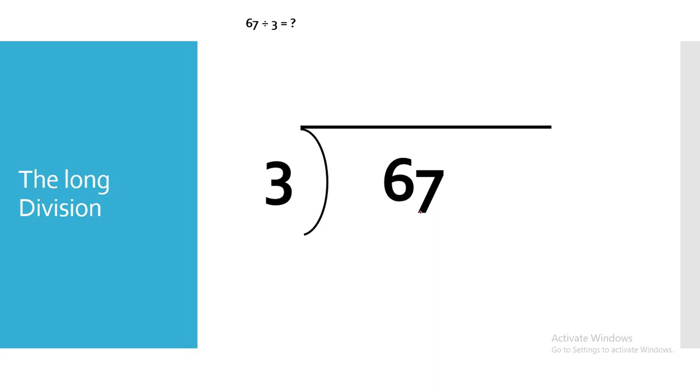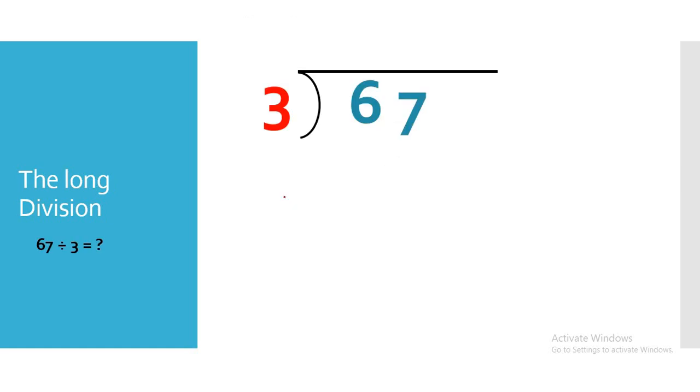Amazing. Now let's solve another problem. 67 divided by 3. Again, let's use the long division to find the answer. We will start dividing with tens. Excellent. The greatest place value. Here we have 6 tens. 6 divided by 3. Now we are thinking about what is 6 divided by 3.